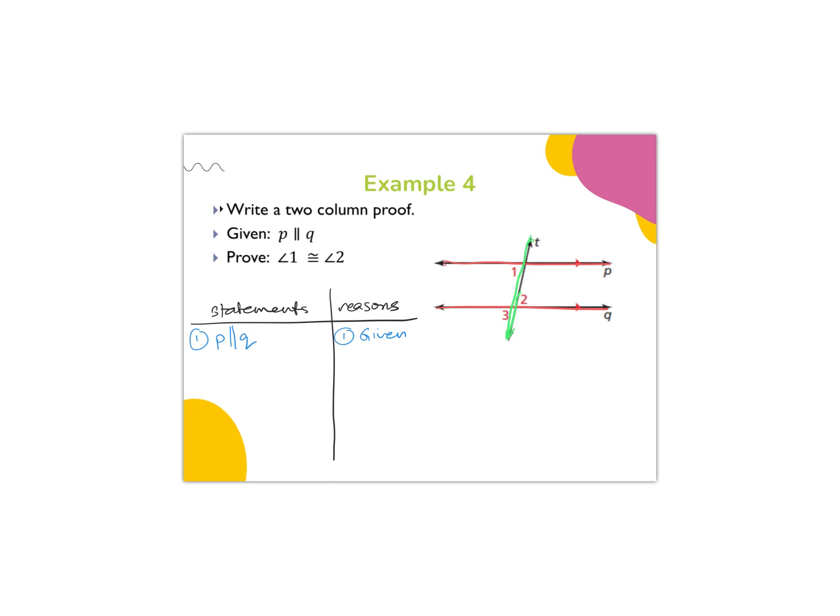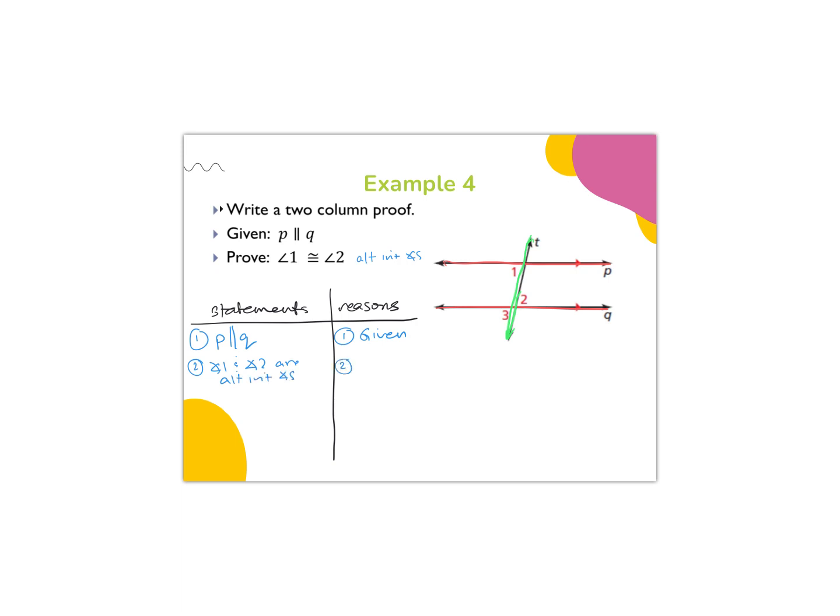In other words, sometimes they're going to ask you to prove things, but they're going to tell you not to use certain theorems. Here, angles 1 and 2 are alternate interior angles, so obviously the quickest way to prove this is to use the alternate interior angles theorem. P is parallel to Q, that's given. Number 2, I could say angle 1 and angle 2 are alternate interior angles.